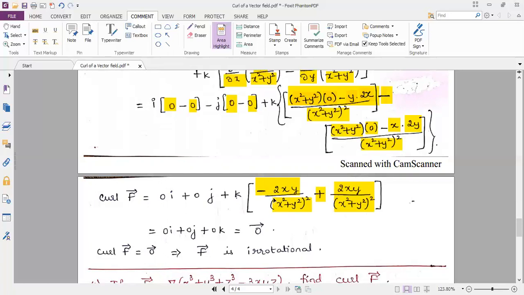So one with the positive sign, the other one with the negative sign. Both the terms are same, so they cancel and I get 0k cap. So 0i plus 0j plus 0k is the same as writing vector 0. So we obtained curl f is equal to vector 0, which implies vector f is irrotational. Vector f is irrotational.